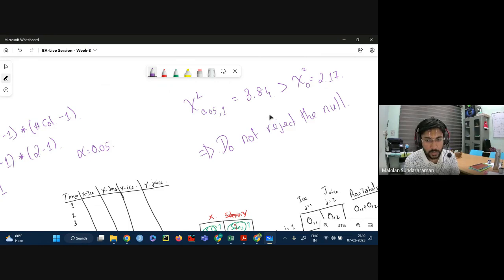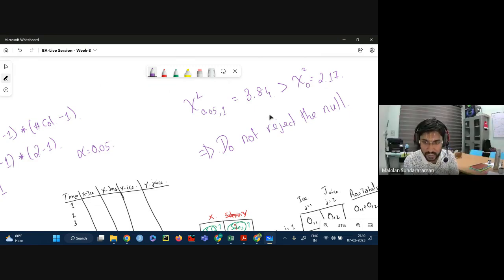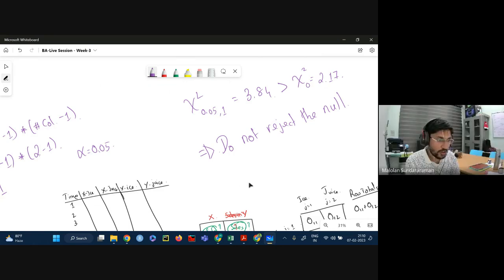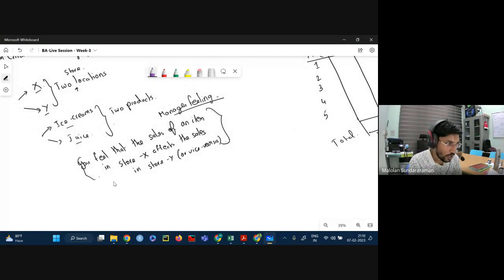In our problem, the categorical variables are independent. In our problem, what are we checking? Your feeling that the sales are not independent, that they are dependent on each other, is not valid. So the sales are independent of each other.